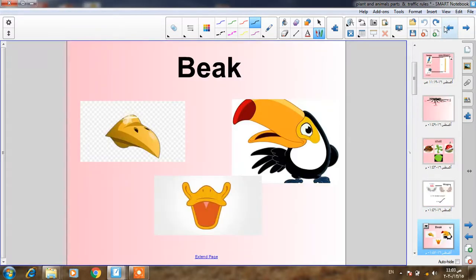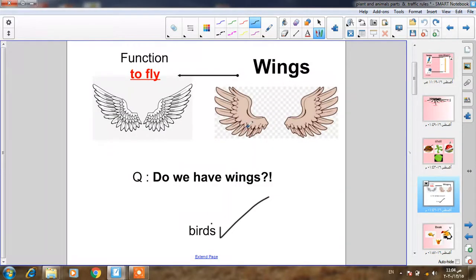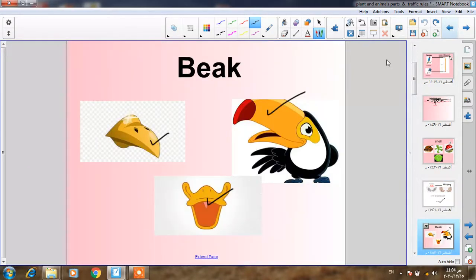The third one is a beak. Yes, this is a penguin. So penguin has a beak. Or a duck. Excellent. So the third one is beak. Again, this is shell, the hard part in the body, or wings. That's called wings. We use it to fly. The third one is a beak. Okay, let's continue.